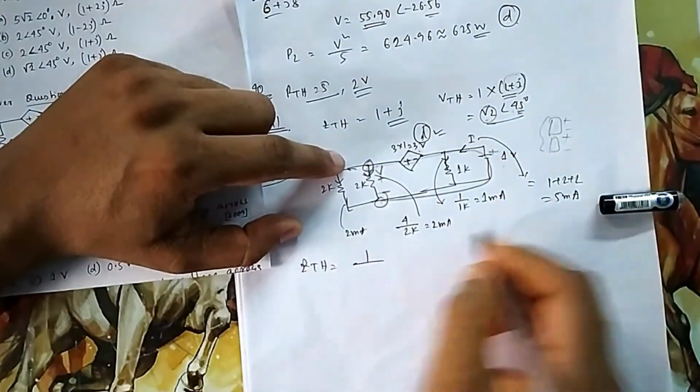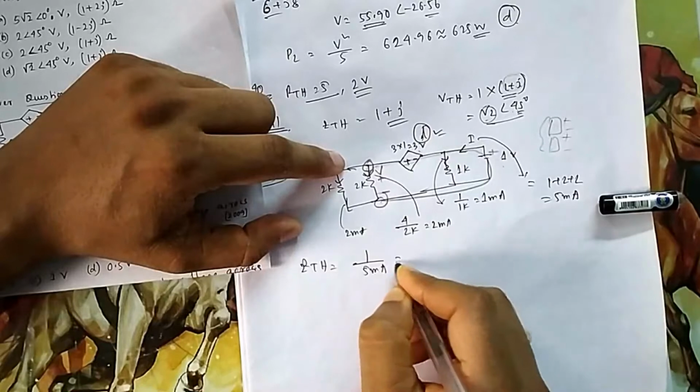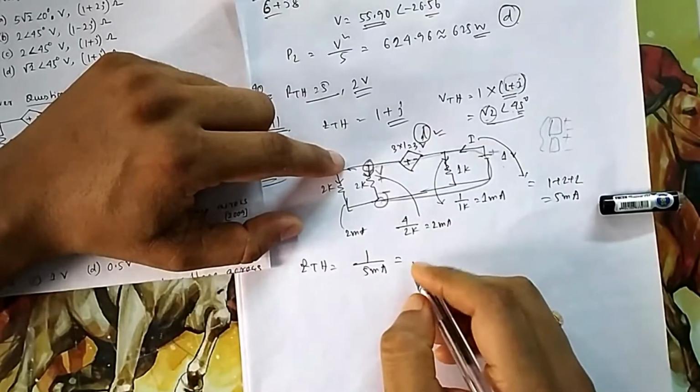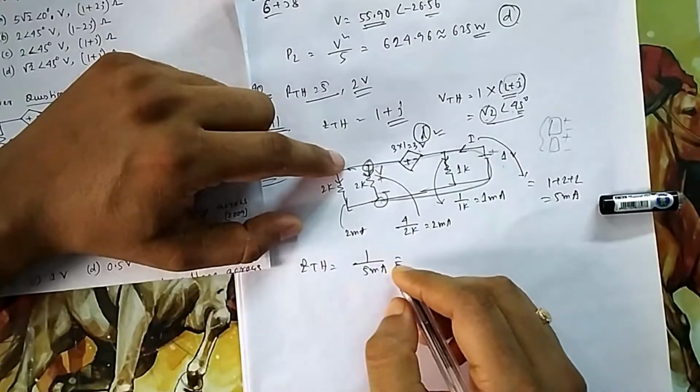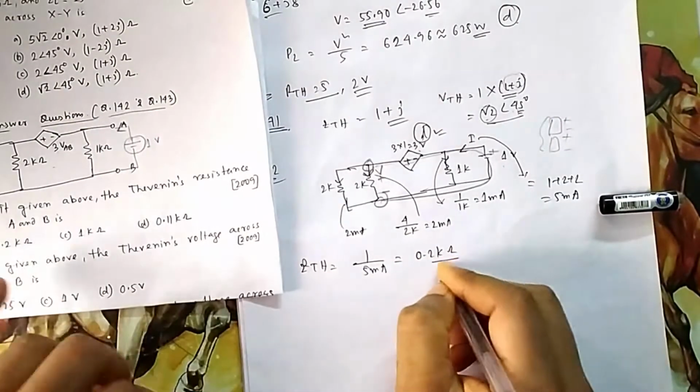If I apply 1 volt, it takes 5 milliampere current. So this is my Thevenin's impedance. So it will be how much? 1 volt by 5 milliampere, 0.2 kilo ohm. That is your option B.